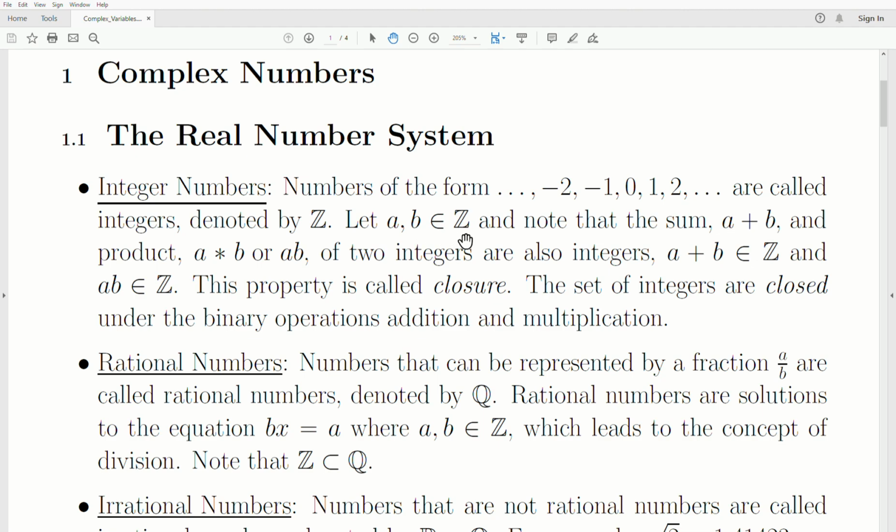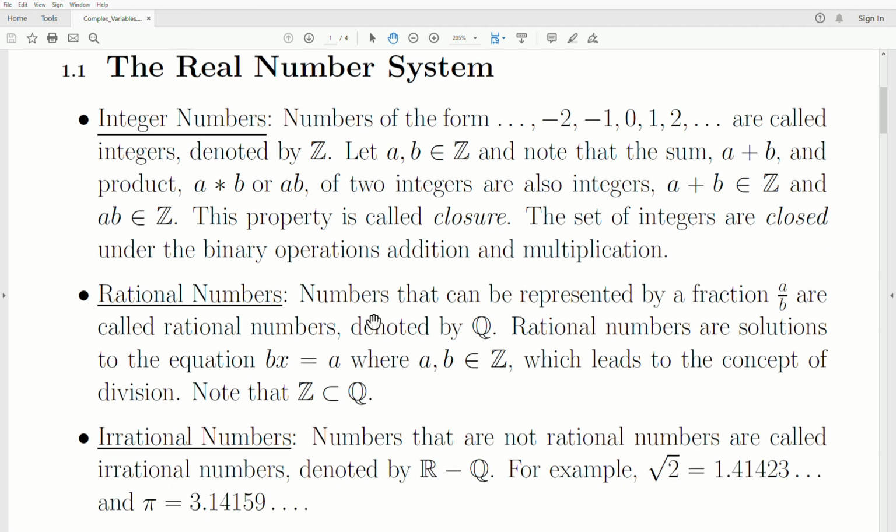So if we let A and B be integers, we note that the sum of two integers and the product of two integers (now usually you just write AB, but sometimes you put the multiplication sign in the middle to be explicit) is also an integer. And so that means A plus B is an integer itself. And so is A times B. And this property is called closure. So the set of integers is closed under the binary operations addition and multiplication.